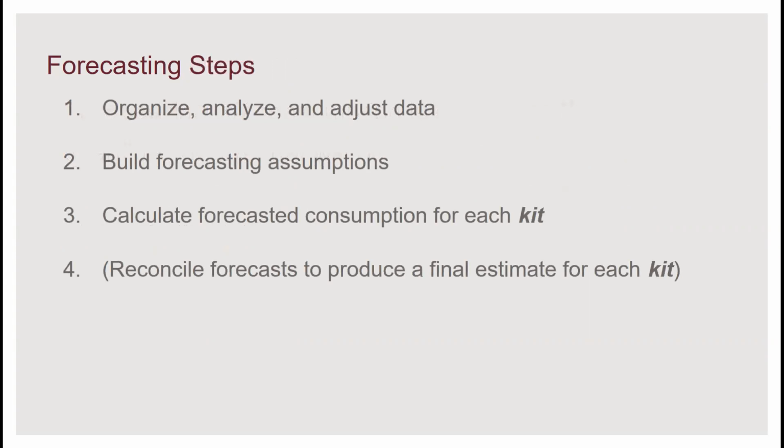Most of the steps in the forecasting process don't change, and we will again specify kits for the products being forecasted. We'll still organize, analyze, and adjust our data. We will see in a moment what kind of data we'll be working with. We'll still build forecasting assumptions, and we'll see an example of that later. We will, of course, estimate the consumption for each kit. That's the forecast. And again, we will not be forecasting specific quantities of each product in the kit, but the number of kits themselves. For reconciliation, that's a step in parentheses. We will see why in a moment.